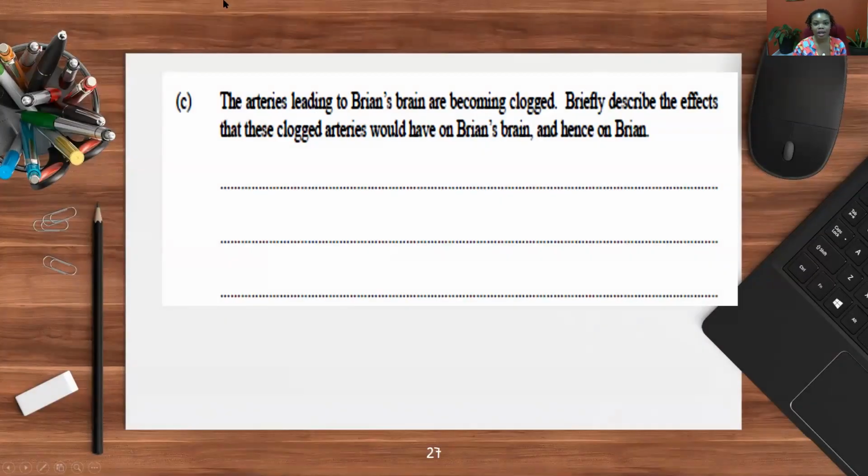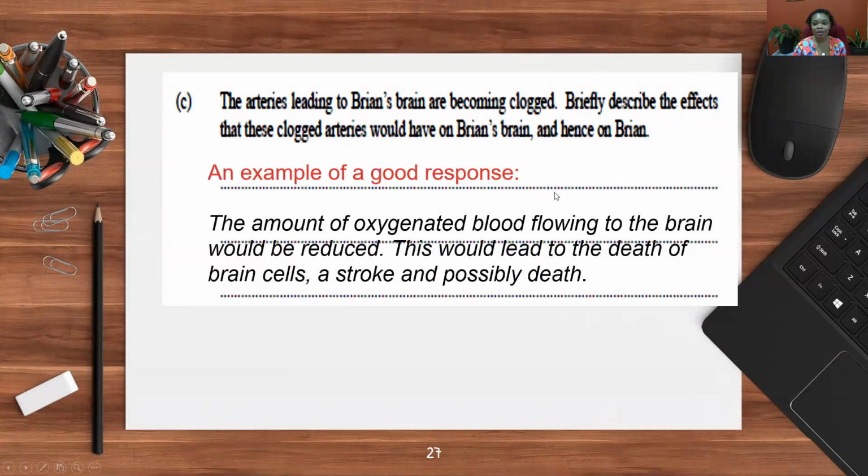The arteries leading to Brian's brain are becoming clogged. Briefly describe the effects these clogged arteries would have on Brian's brain and hence on Brian. An example of a good response is the amount of oxygenated blood flowing to the brain would be reduced. So there's a blockage, a stroke is happening here. This would lead to death of brain cells, a stroke, and possibly death.